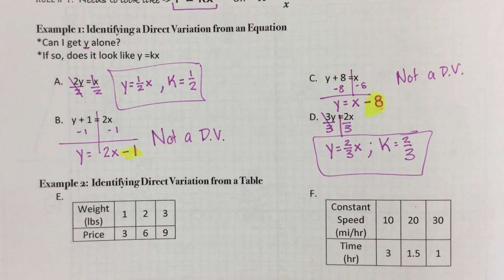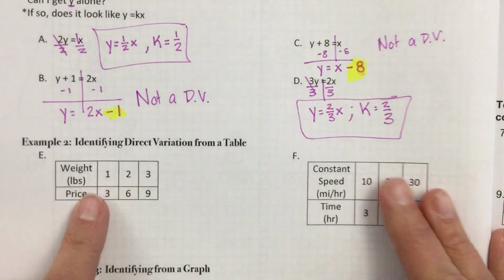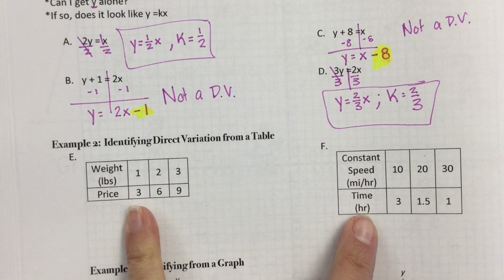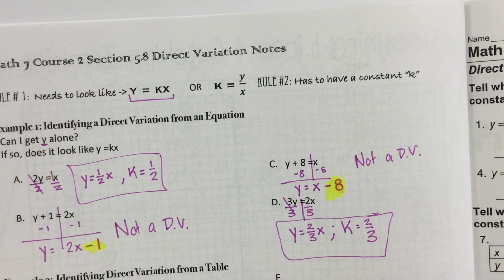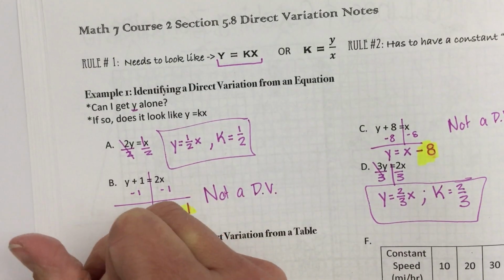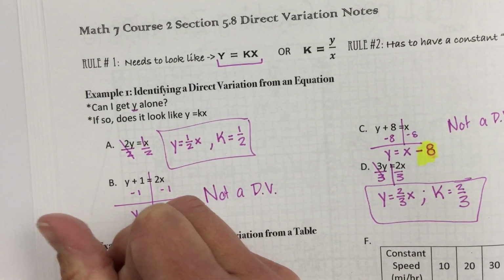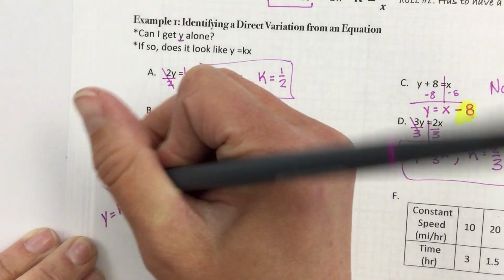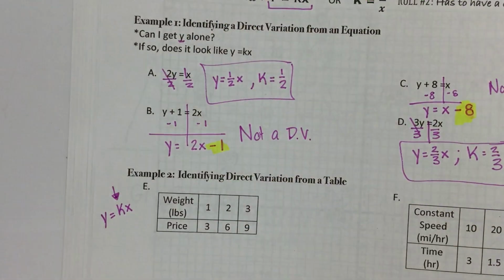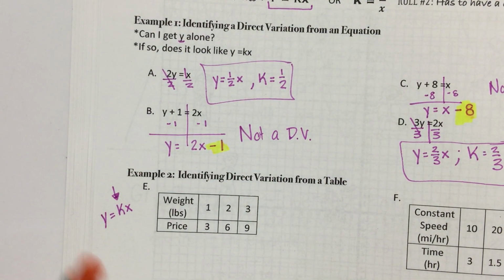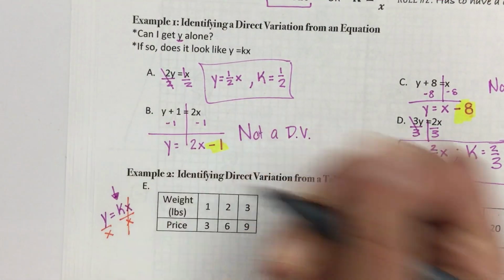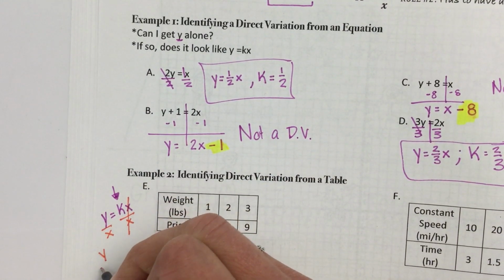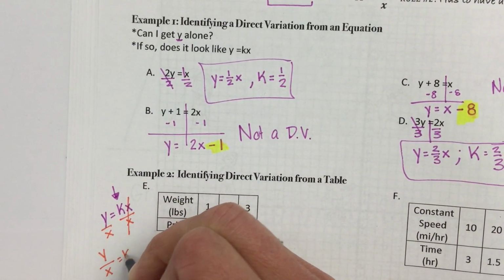Okay, so now we are going to try to identify if it's direct variation from the table. So the rule number 2 is that it has to have a constant k. Now, if you take the direct variation equation and you were trying to solve for k, how would you split up that x and that k? You would divide by the x. We're kind of flipping it to the other side of the equation, but so we have y divided by x equals k.